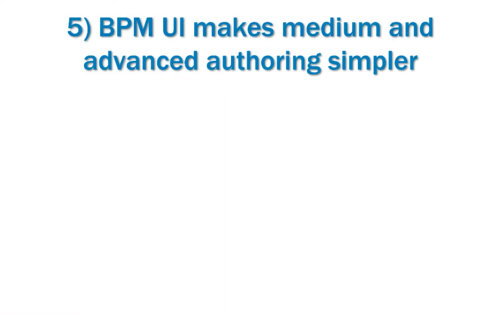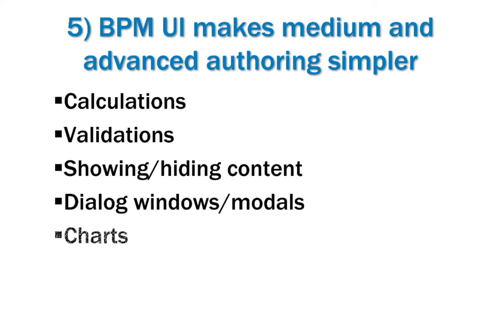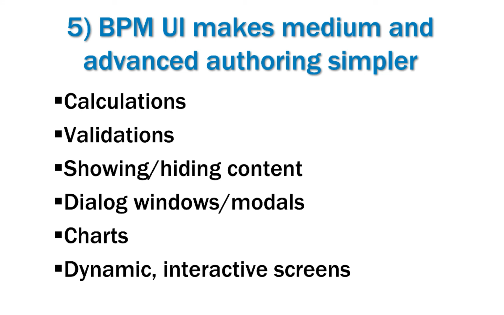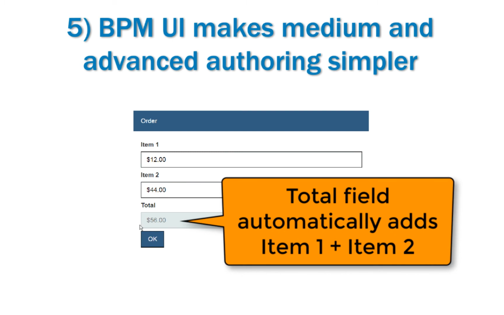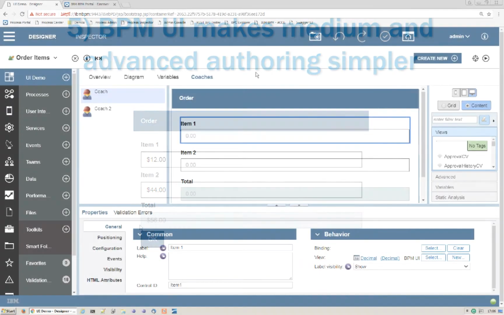BPM UI makes medium and advanced authoring much simpler. Depending on your business needs, your UI screens may require more complex capabilities, such as those listed here. Let's take this very simple example. I have two items, and I'd like to calculate the total. So I'll add some numbers in, and as you can see, the total column is automatically updated.